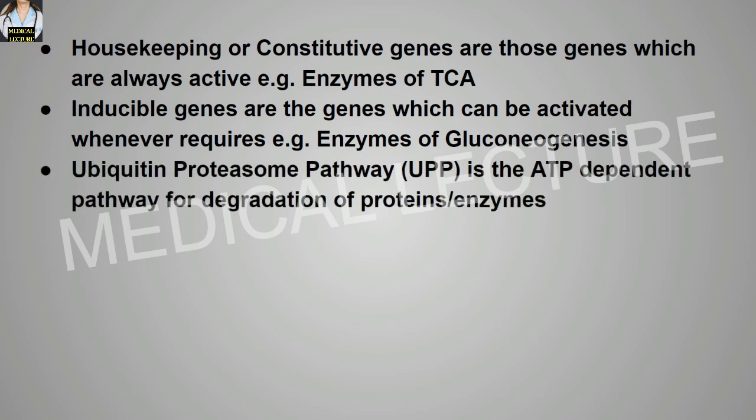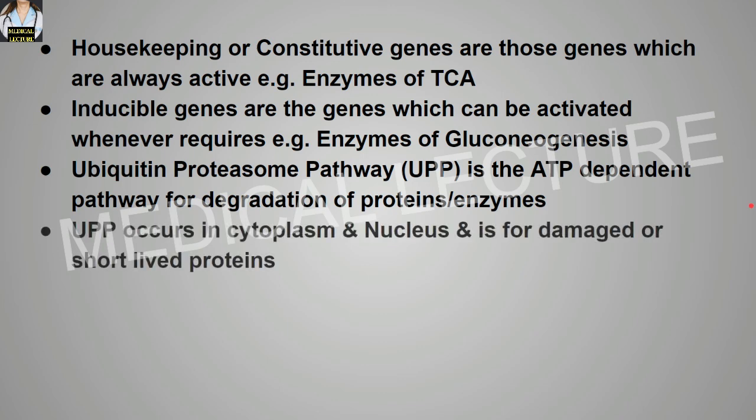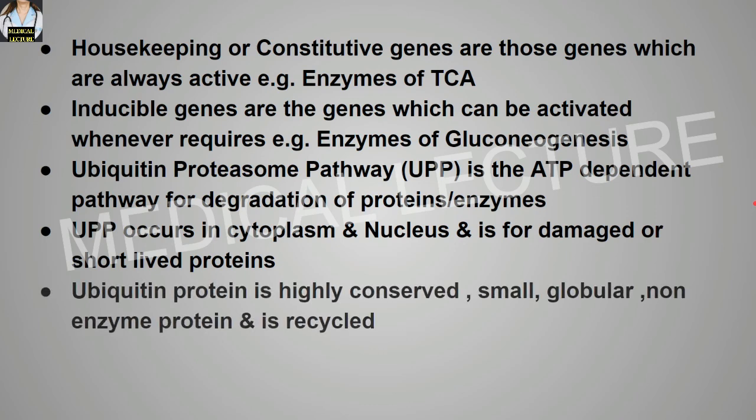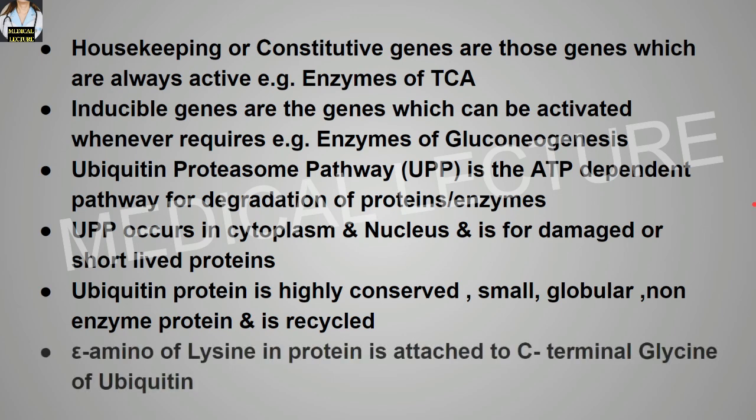Ubiquitin proteasome pathway is the ATP-dependent pathway for degradation of proteins or enzymes. It occurs in the cytoplasm and the nucleus and is for damaged or short-lived proteins. Ubiquitin is a highly conserved, small, globular, non-enzyme protein and is recycled also. The epsilon amino group of lysine in the protein is attached to the C-terminal glycine of the ubiquitin.